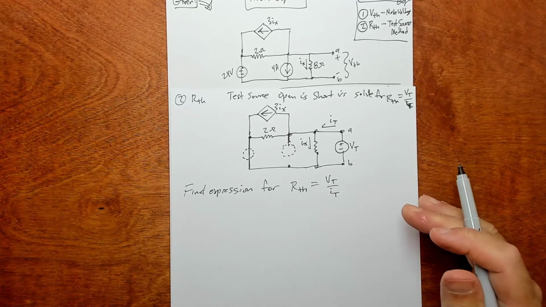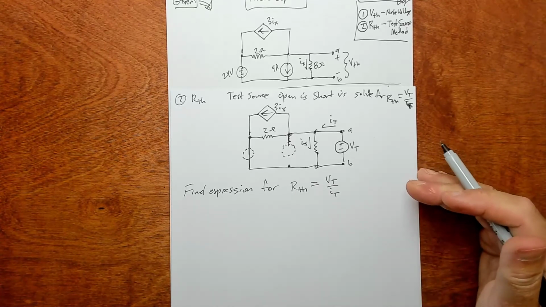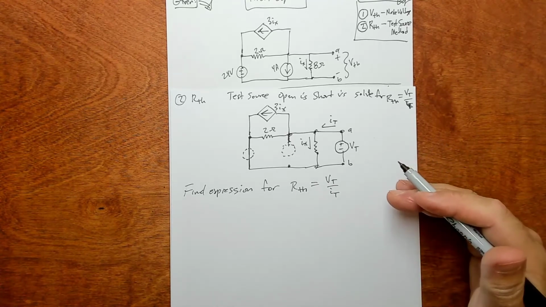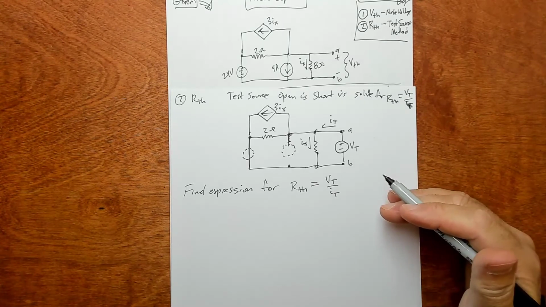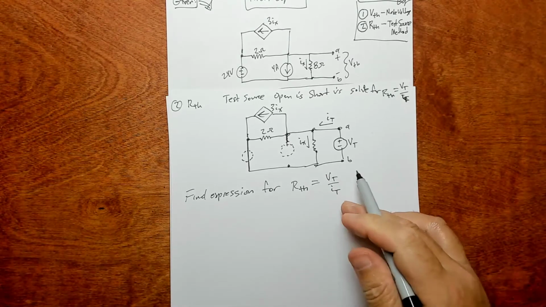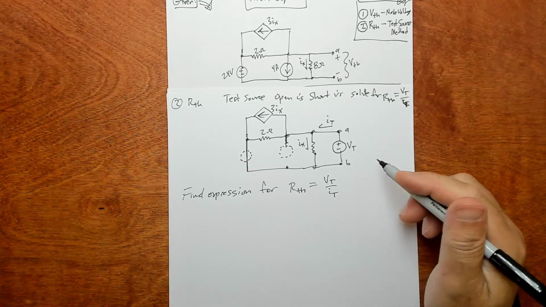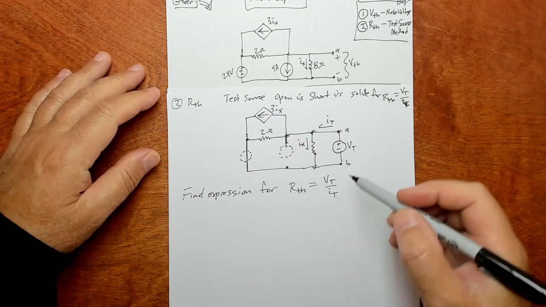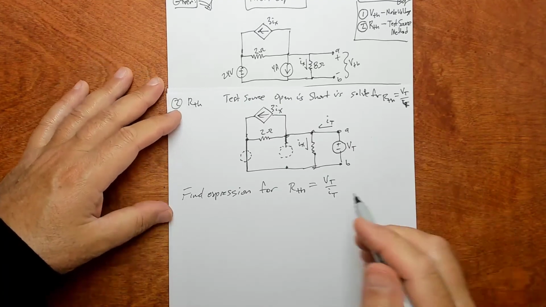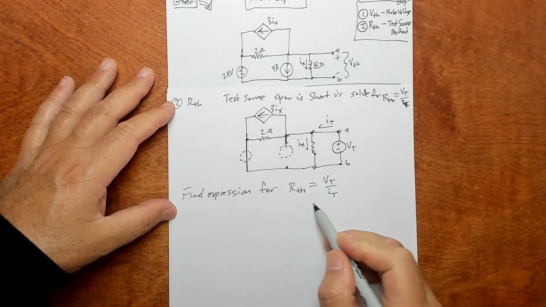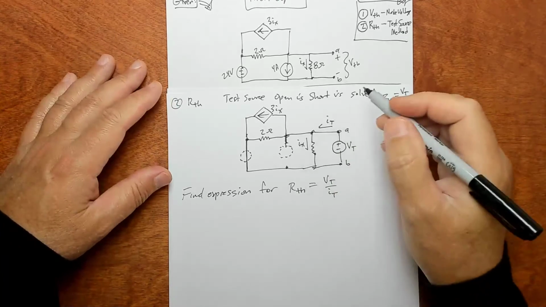Presented without evidence, that's just the way the method works. There's a nice derivation in the text about why this works, but for us, we're just going to apply this method right here. So what you need to do is look around and see where you can get an expression for Vt over It. You just kind of have to look around.